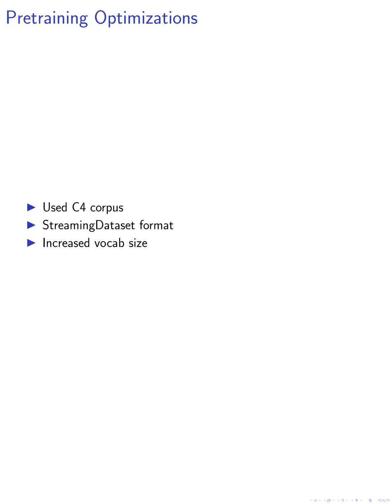For pre-training optimizations, we use the Colossal Cleaned Common Crawl, C4, corpus. We convert the C4 dataset to the streaming dataset format for efficiency and use bfloat16 mixed precision training. We also increase the vocab size to be a multiple of 64.